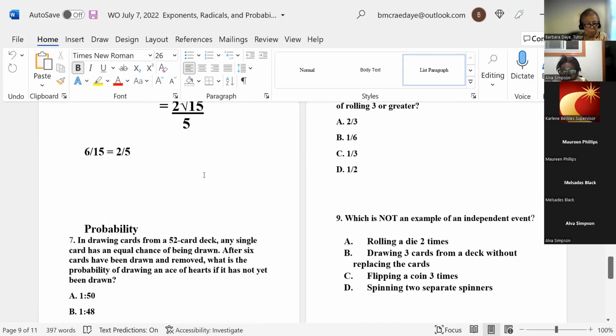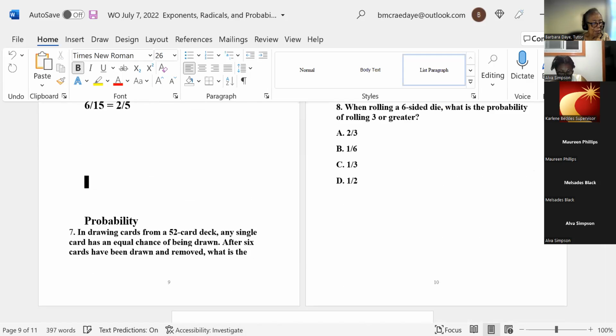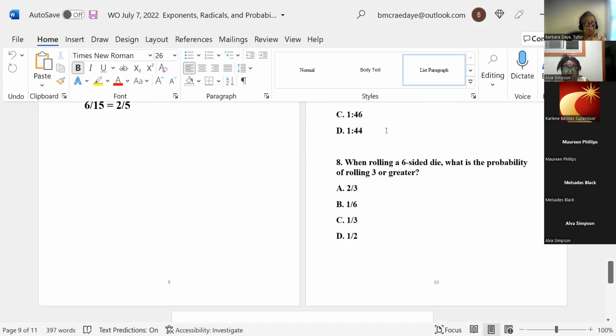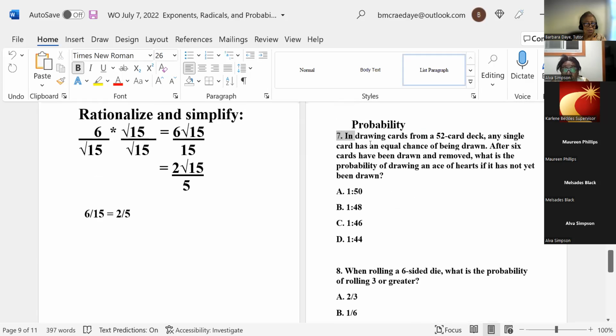Now let's look at probability. And the probability, let's see, 7. Mercedes has 7 correct. And Maureen has 7. Okay, Maureen, I want you to explain number 7. Read it and explain it. Because you had it correct. And I want to know how you did it.